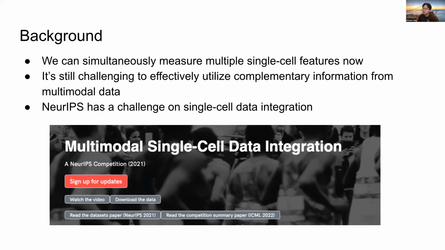And NeurIPS has a challenge, now hosted year by year, on single cell data integration. This paper is actually the winning team for last year's challenge. The whole challenge has 3 different subtasks, and this paper was the winning team for the first subtask, which I will talk about, and explain more about this paper. After winning this challenge, they extended their methods to work with the other 2 subtasks, and now they are the best performing models for the overall challenge.